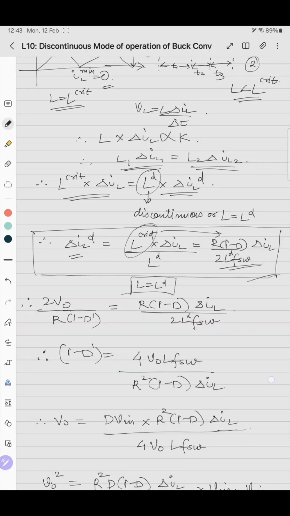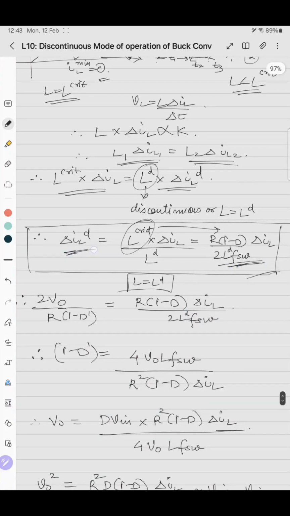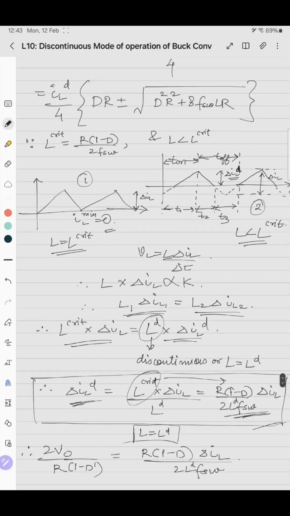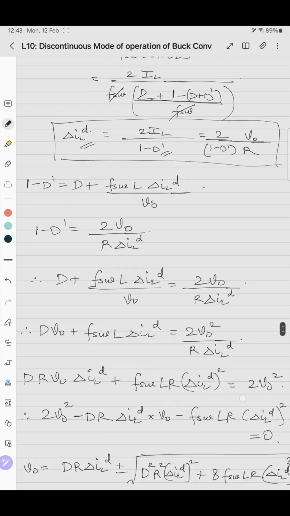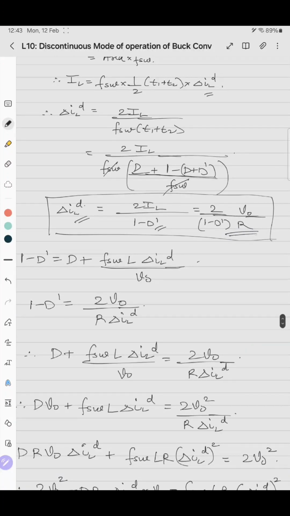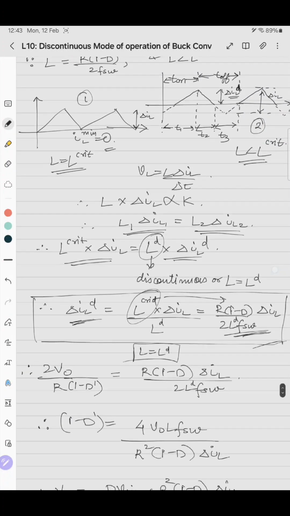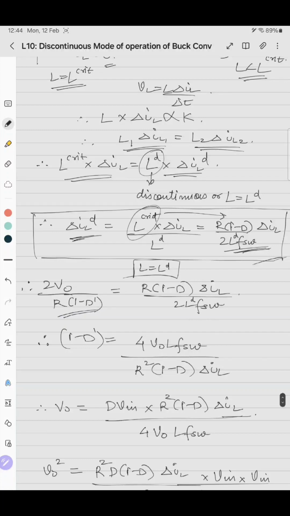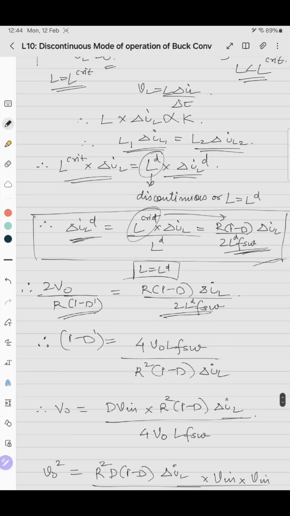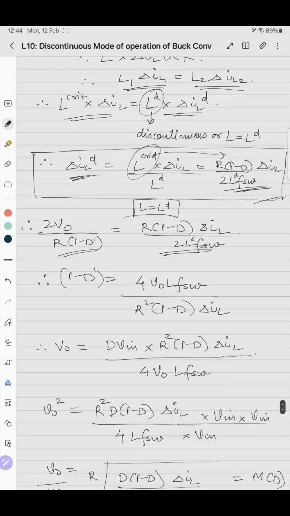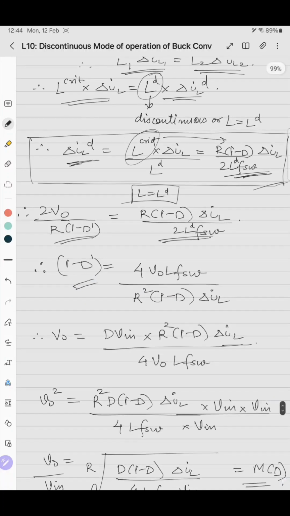So this equals delta IL of D, and delta IL of D we can substitute from this expression, that is delta IL of D equals 2 V naught by R into 1 minus D dash. So 2 V naught by R into 1 minus D dash is R into 1 minus D delta IL by 2 LD into F switching. So we find 1 minus D dash as 4 V naught L F switching by R square into 1 minus D into delta IL. Now this right hand side is in terms of the known parameters.